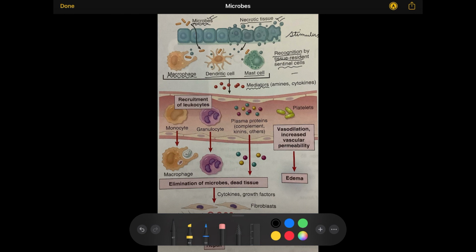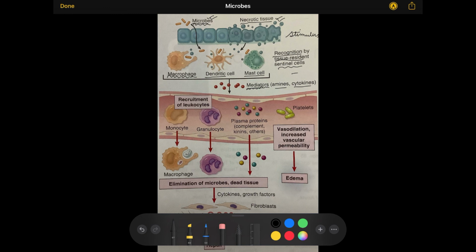So these are the chemicals, the amines, cytokines. We'll talk about them in a subsequent video. There is an entire unit in this chapter dedicated to them. But these mediators will actually initiate the process of inflammation. Okay. Now the rest of the picture, whatever you can see, this is actually the typical inflammation sequence.